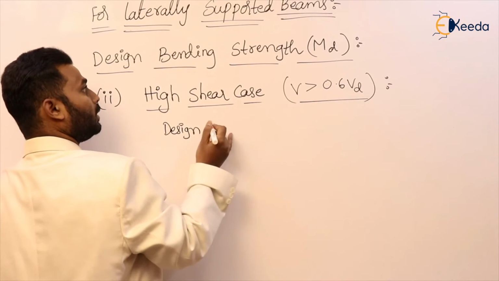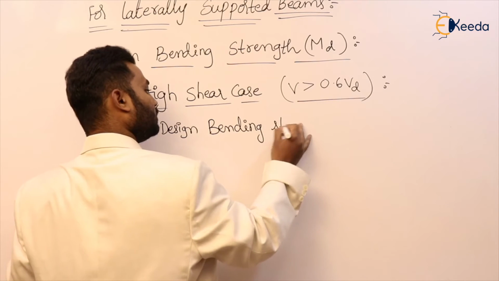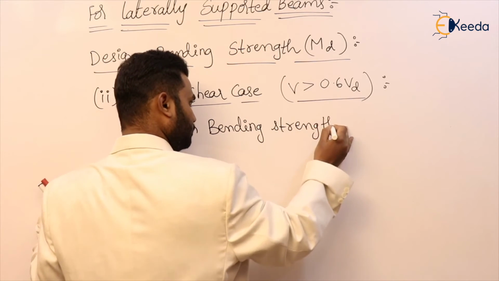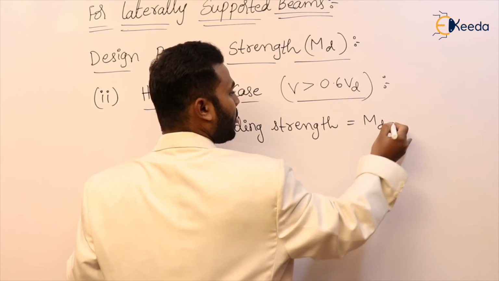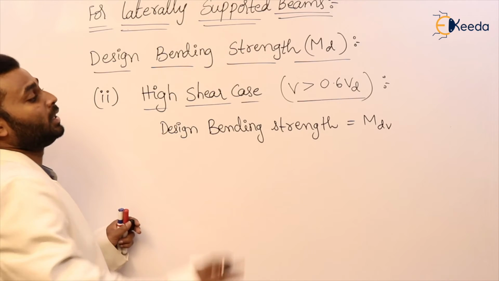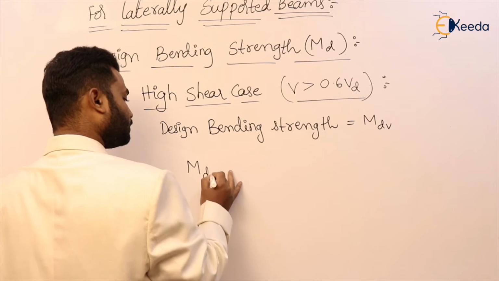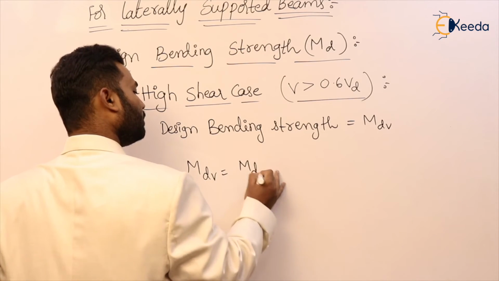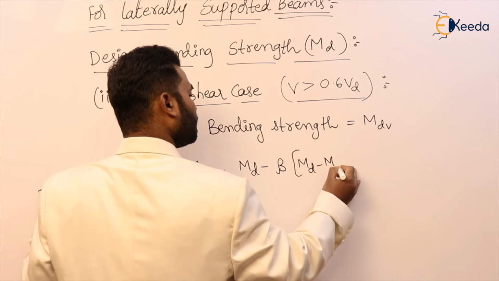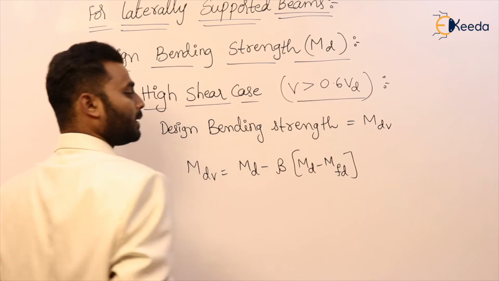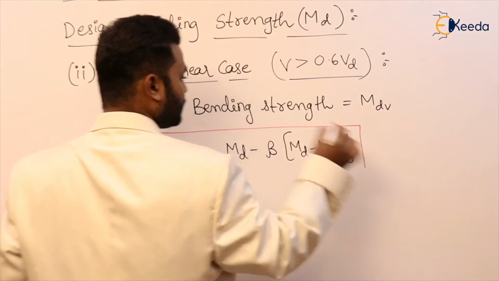So now, design bending strength in this case is considered as Mdv. Design bending strength in high shear case is considered as Mdv. So now Mdv is equal to Md minus beta into (Md minus Mfd). Agree? So this is the formula for design bending strength in high shear case.